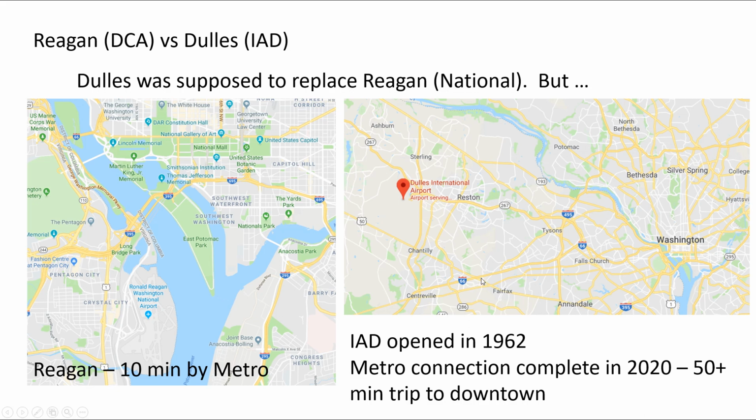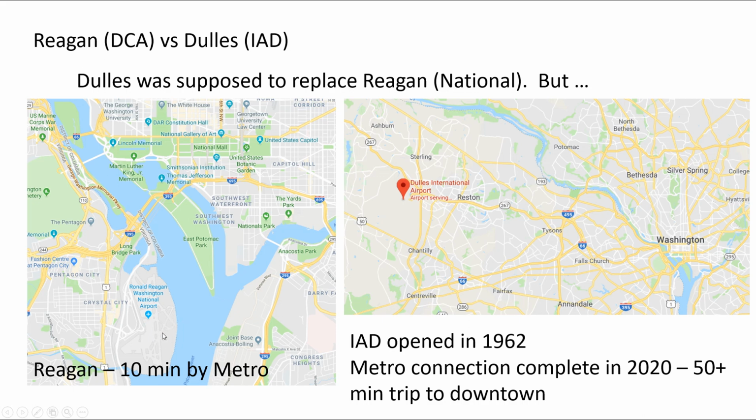And Dulles is getting the metro connection, but it's still being built, right? They're not even done yet. It's up to about here now, and they're working on the last few miles and trying to get it approved so they can use it. So that's been the battle of these two airports. Dulles was supposed to take over, and it was the next big thing, and it was great. And what it's turning out is convenience is winning.